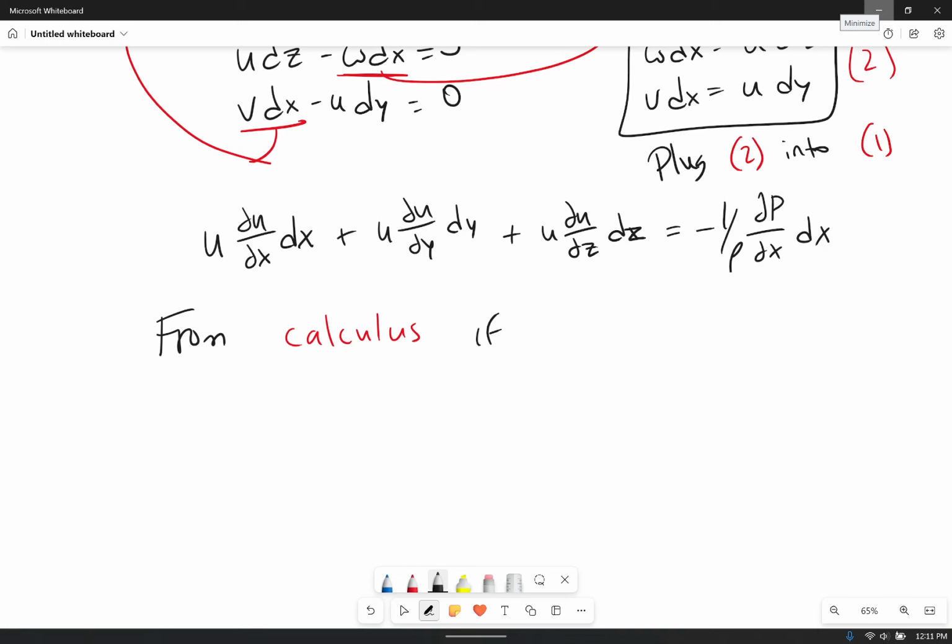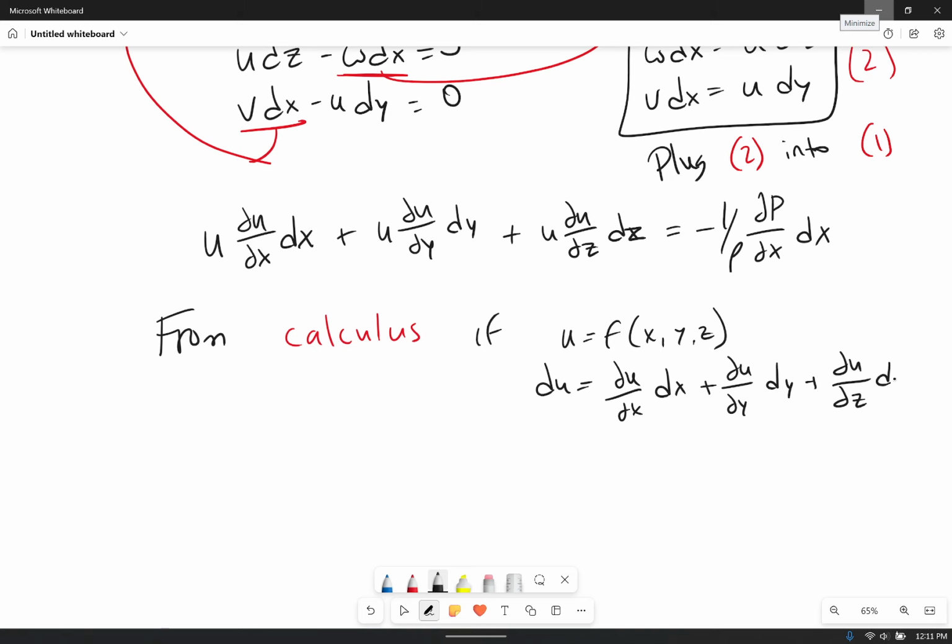Thank you. Okay, so from calculus, if we have a function, so in this case, my velocity, and it's a function of x, y, and z coordinates, well, then I know that the derivative of that function is going to be equal to del u del x dx plus del u del y dy plus del u del z dz. And so I have this right here now. You might have seen these before. All of this stuff is up here.